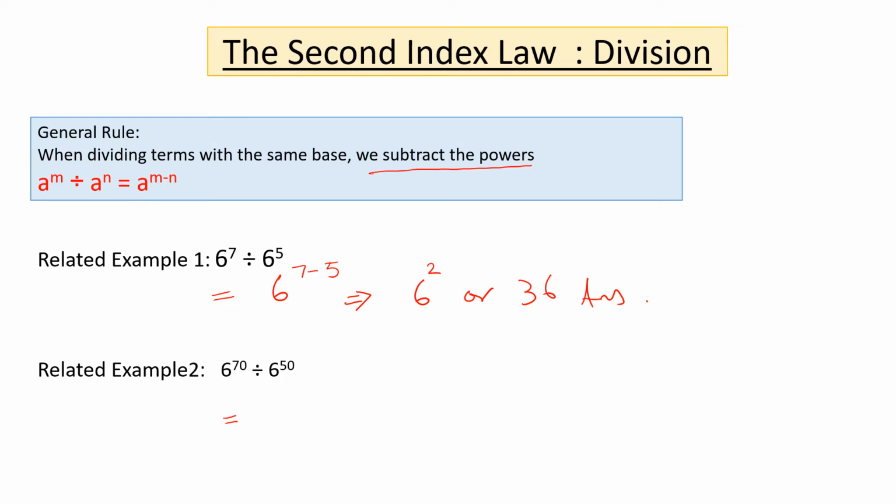Next, we have 6 raised to the power 70 divided by 6 raised to the power 50. So we will write 6 raised to the power, because the base is the same. I'm going to subtract the powers. So 70 take away 50, which is 6 raised to the power 20. We will write it as it is. We are not going to simplify 6 raised to the power 20.